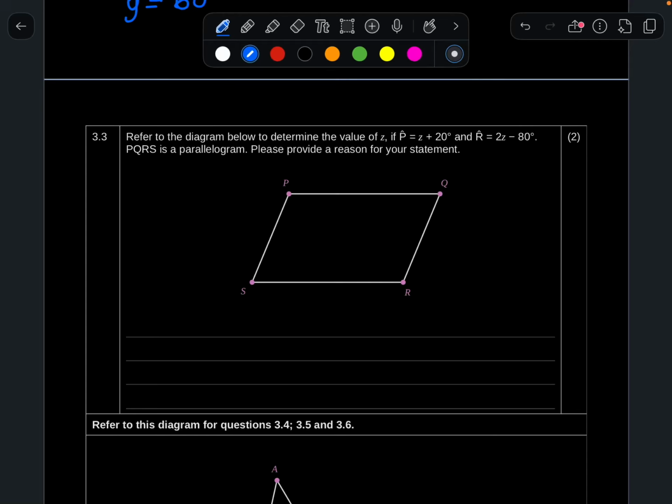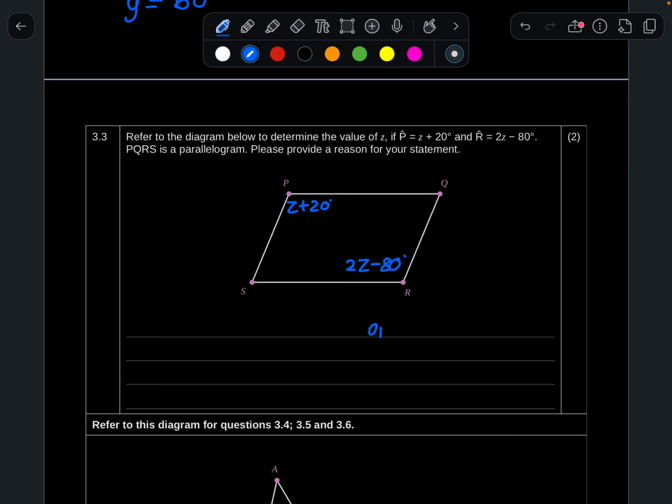Question 3.3, refer to the diagram below to determine the value of z if angle P is z plus 20 degrees and angle R is 2z minus 80 degrees. PQRS is a parallelogram. Please provide a reason for your statement. Okay, so in a parallelogram, we know that opposite angles are equal. So that is our reason.